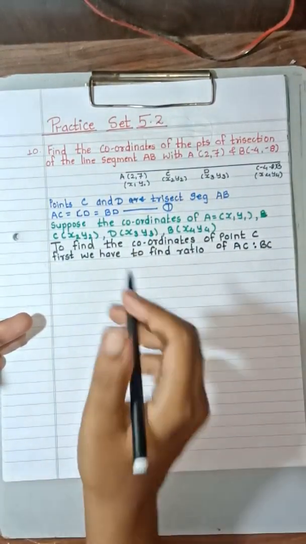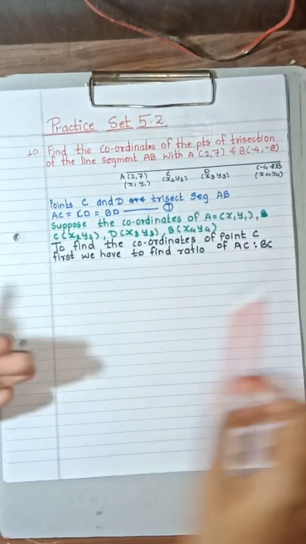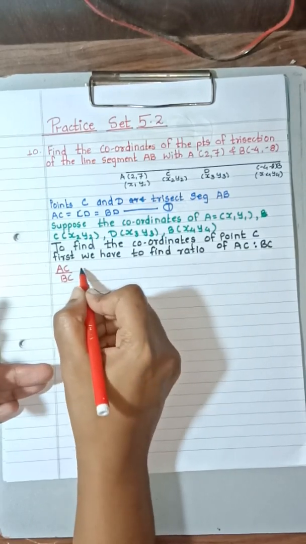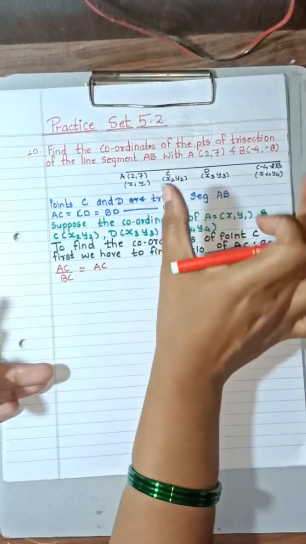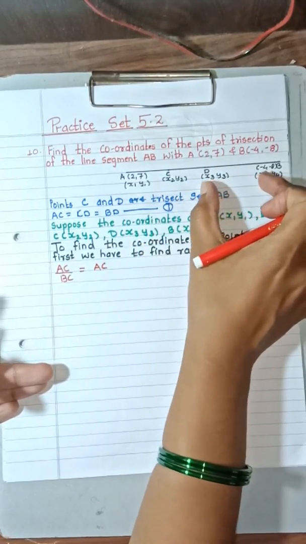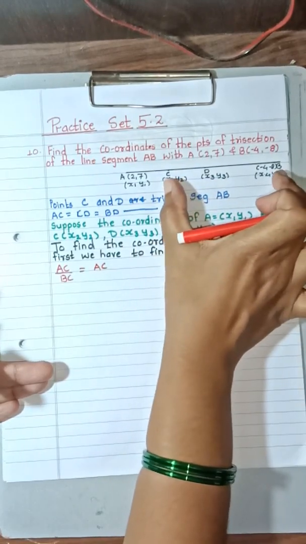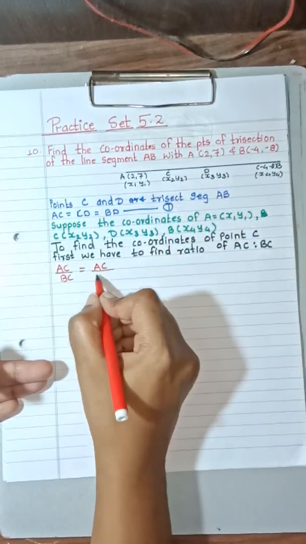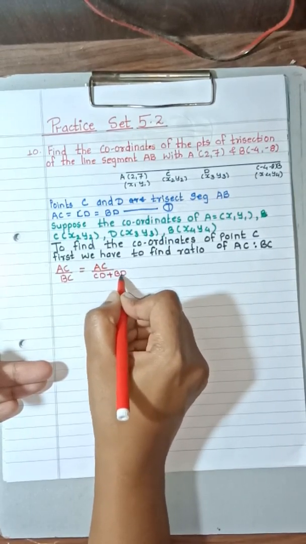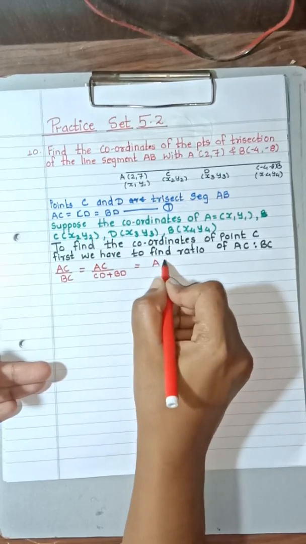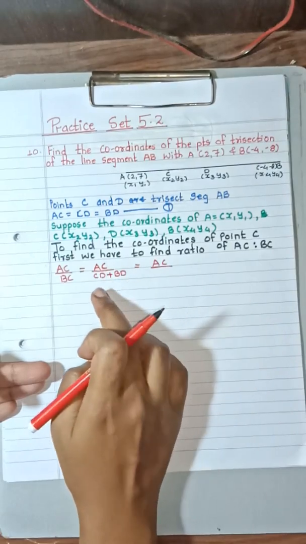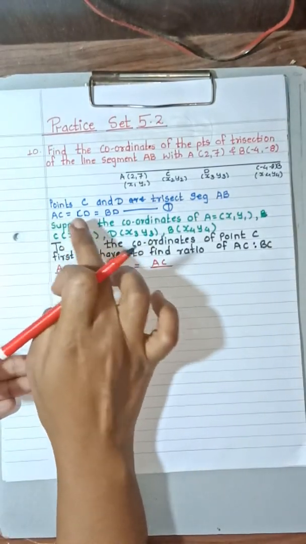Now if you see, I'll write down here AC upon BC will be what? AC. Now what is BC? BC is CD plus BD. You can say this portion BC means CD plus BD, or you can write DB. That will be equal to AC. Now you know that AC is equal to CD is equal to BD. Now instead of this CD, I will write here AC, as AC is equal to CD.